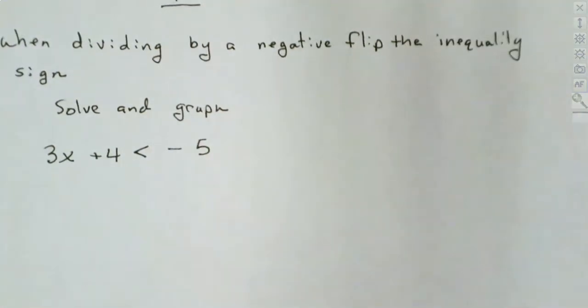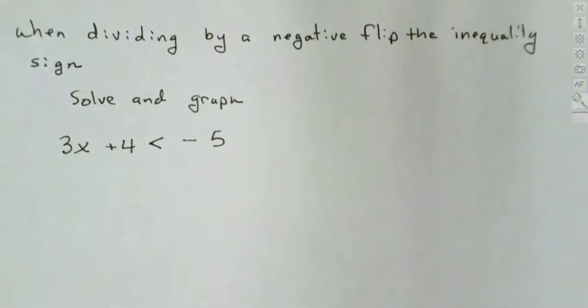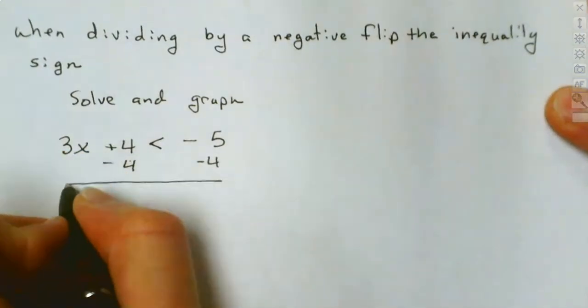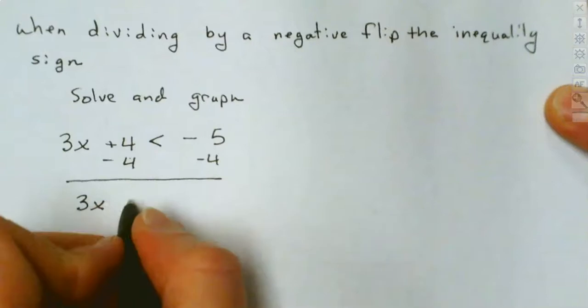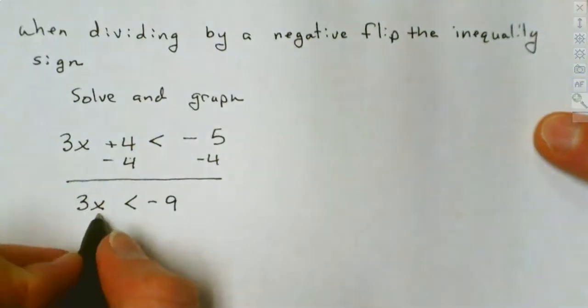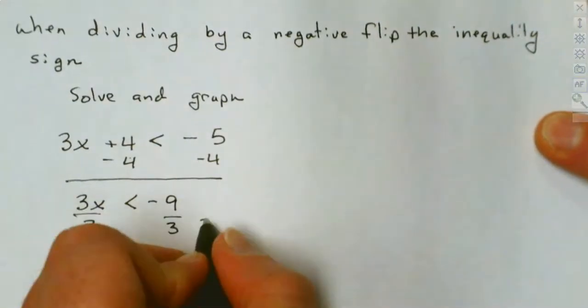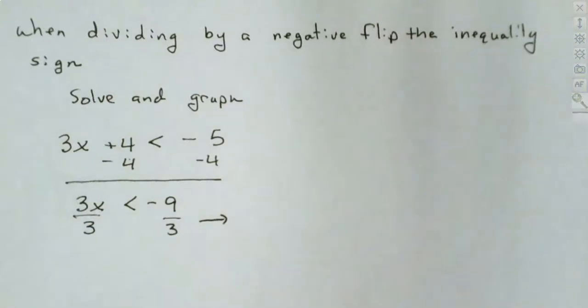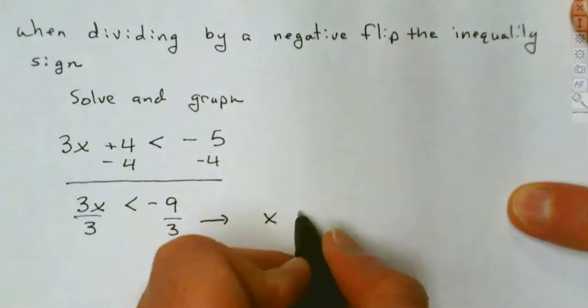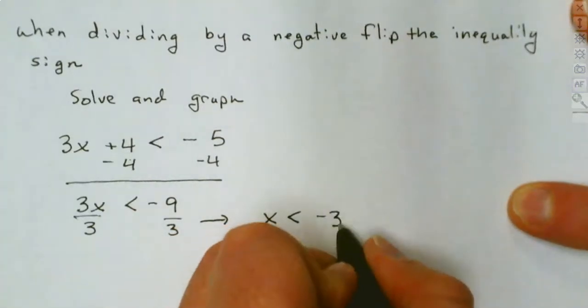So nothing new. We always want to get our x on the left. So I'm going to move that 4 over with subtraction. And that leaves me then with 3x is less than negative 9. We'll divide by our 3. Now, we are not going to have to flip our inequality sign. Why not? Did we divide by a negative 3? No. What did we divide by? We divided by a positive 3. So the inequality symbol stays the same. So we now have x is less than negative 3.